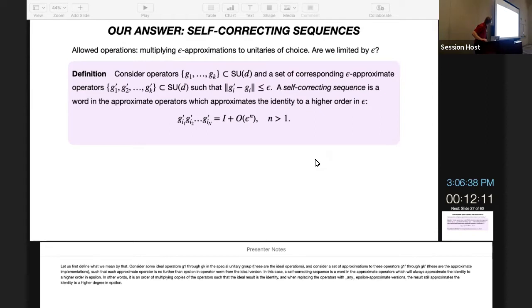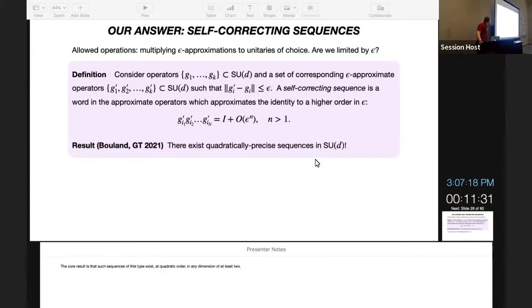What do we mean by that? Consider ideal operators G1 through GK, and a set of epsilon-approximate versions of these operators, G1 prime through GK prime. Every approximation to an ideal operator should be no further than epsilon away. A sufficient sequence is a word in these approximate operators which itself approximates the identity to a higher order in epsilon. In other words, I have an order of multiplying these G elements such that the ideal result is the identity. When I replace these with approximations, I'm guaranteed to also get the identity to a high degree of precision.